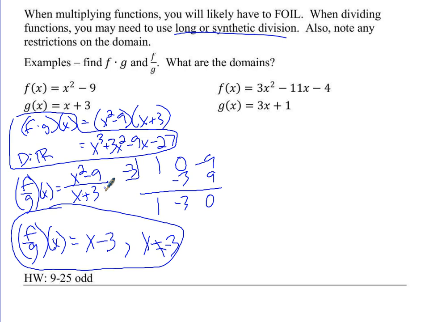If you can't quite figure it out in your head, then just take x plus 3 and set it equal to 0, and then solve for x. Or whatever that denominator is, set it equal to 0 and solve for x. That will tell you what x can't be.